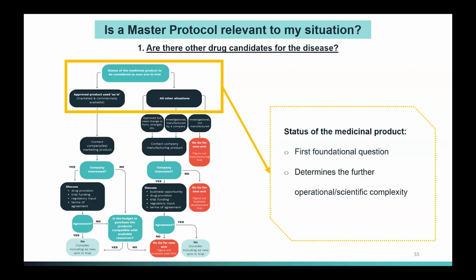The ideal case is: yes, there is a drug, it is on the market, it's approved, and we can use it as it is. But it can be just a dream. So then we go to other questions. If there is a drug we cannot use as it is, because it's not marketed, what are the other situations? It's investigational, we need to change the form, or it's not even authorized or manufactured. These kinds of questions, and then we move through the tree.